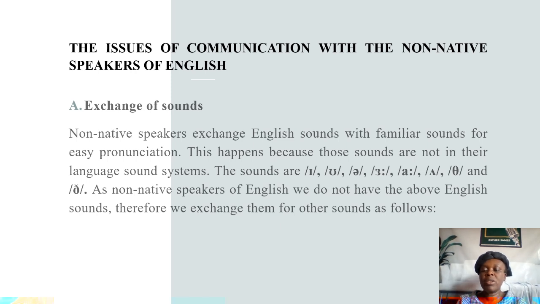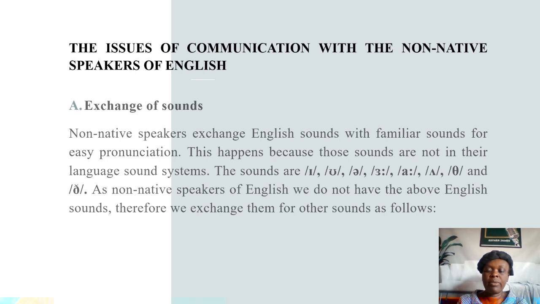Then the next one is a th sound. We call it the theta sound. When you're pronouncing this sound, you must have your tongue in between your teeth. So this is the voiceless th sound. And then the last one is the voiced th sound. All right, as non-native speakers of English, you do not have the above English sounds. Therefore, we exchange them for other sounds as follows.